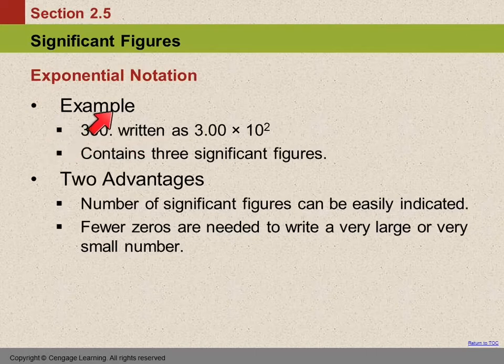When we put this into scientific notation, it becomes 3.00 times 10 to the 2. And now in scientific notation, all of the digits in this decimal portion are going to be significant. There's never going to be a leading zero, and there will never be a trailing zero without a decimal point. So when it's in scientific notation, it's much easier to identify the number of significant figures.